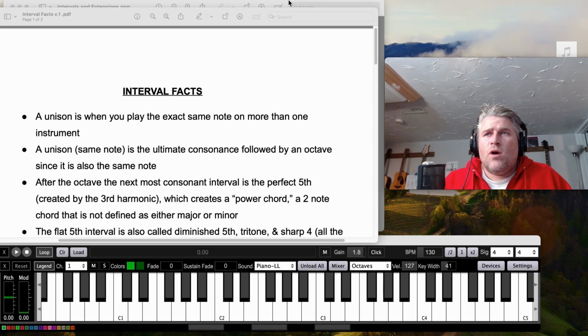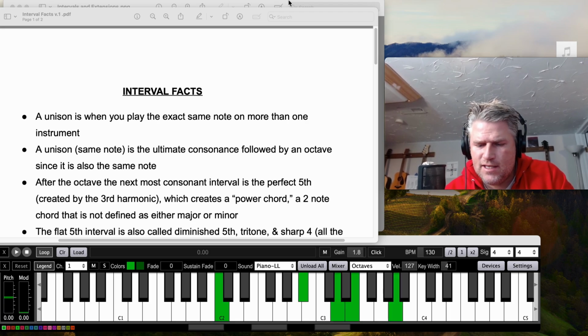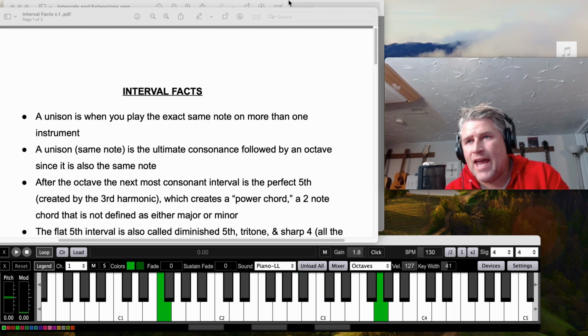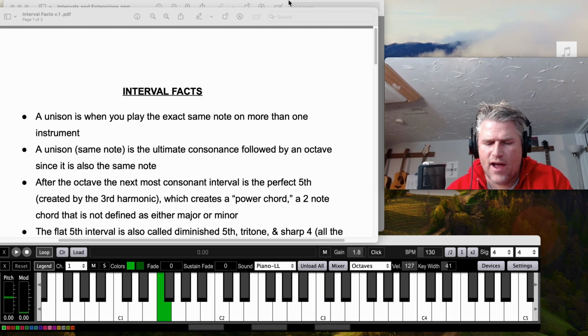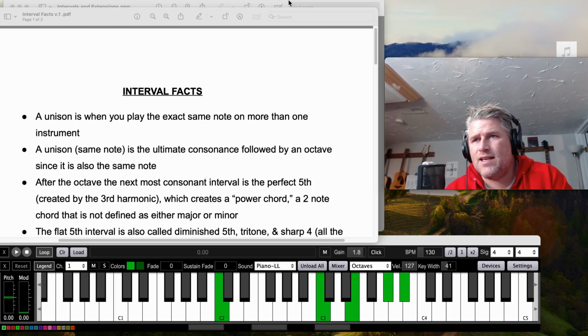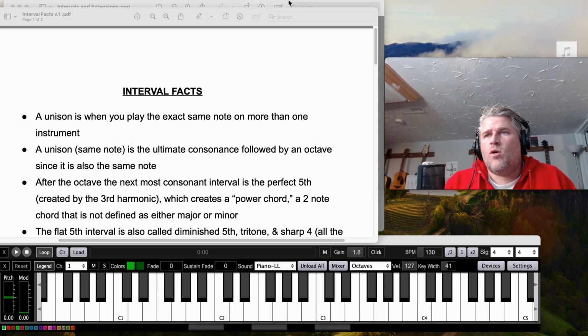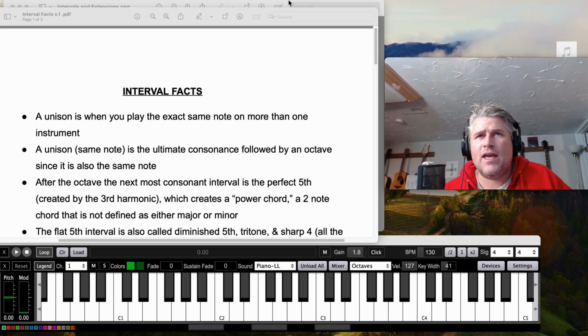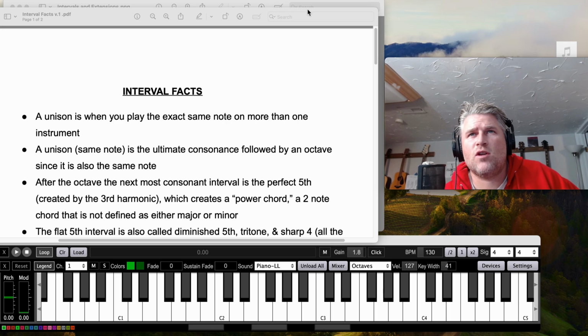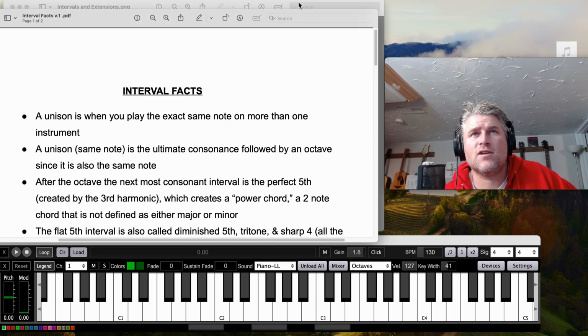Anyway, I want to do a video on interval facts. If you're already a master of intervals and you know what a 13 is, and you know what a flat 9 is, and you know what a sharp 5 and a flat 13 is, you might not need this video. If you're anywhere below that, even if you know a lot of this, you may end up learning a thing or two, so I might suggest watching it. And this could even be for beginners.